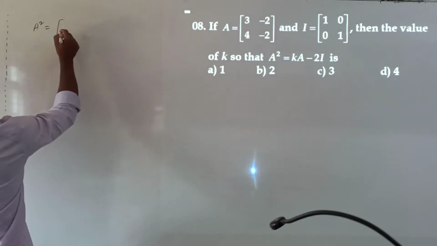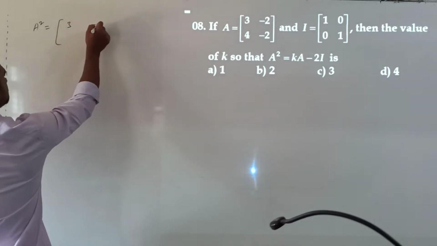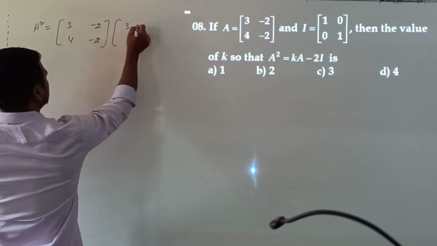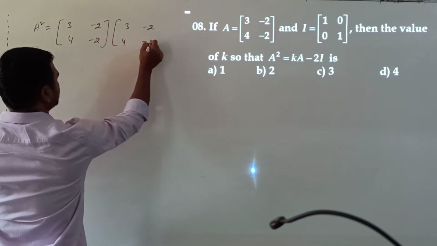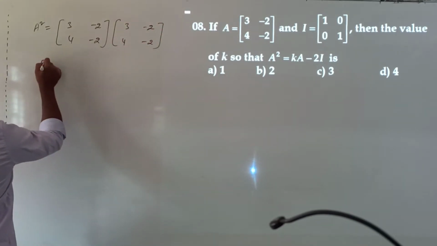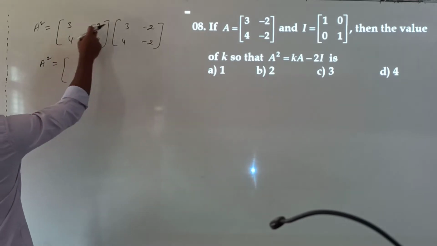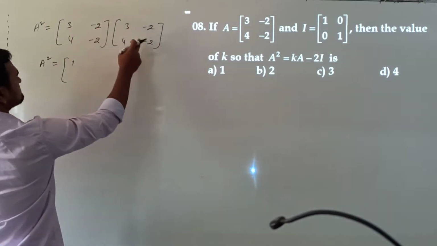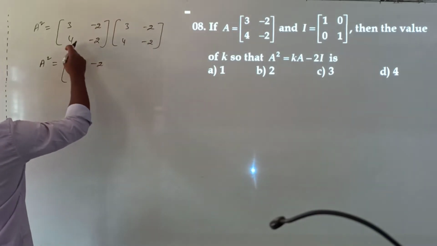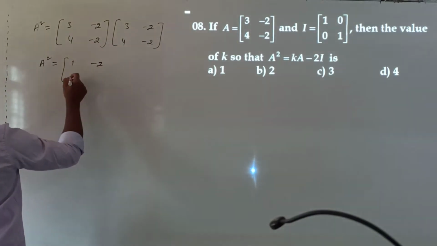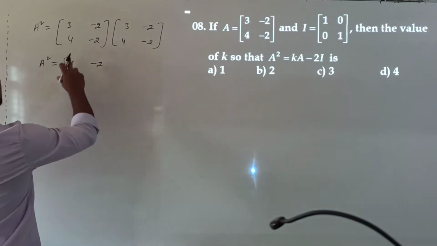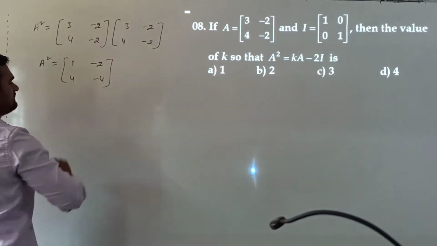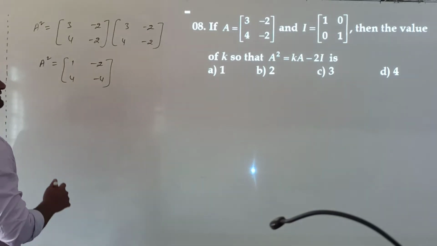A into A: the matrix 3, minus 2, 4, minus 2 multiplied by 3, minus 2, 4, minus 2. So A square is 9 minus 8, which is 1; minus 6 plus 4, which is minus 2; 12 minus 8, which is 4; minus 8 plus 4, which is minus 4. This is A square.